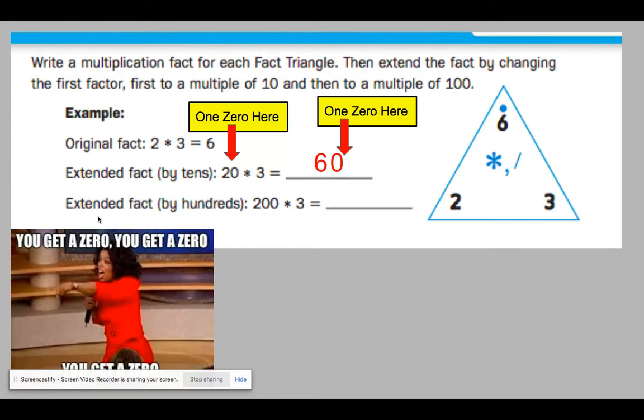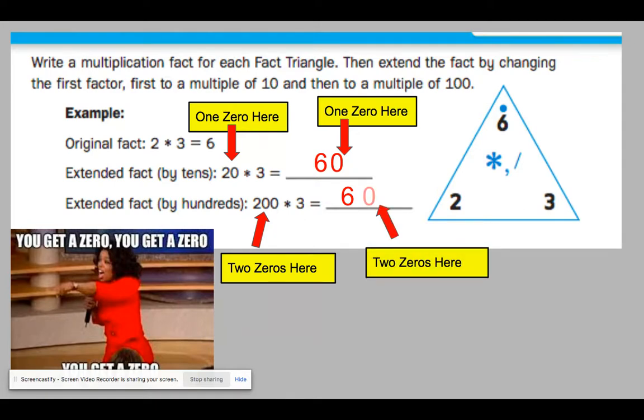Let's look at how we can extend it by 100. We have 200 times 3. Again, we start with our original fact, which is 2 times 3. We're going to ignore those zeros for a second. 2 times 3 is 6. You have 2 zeros here, which means you have to put 2 zeros in your answer. 1, 2. So the answer to 200 times 3 is 600. Again, you get a 0, you get a 0, right?